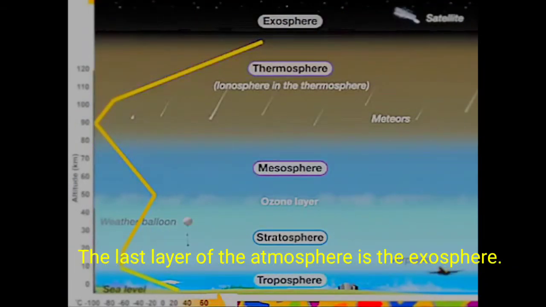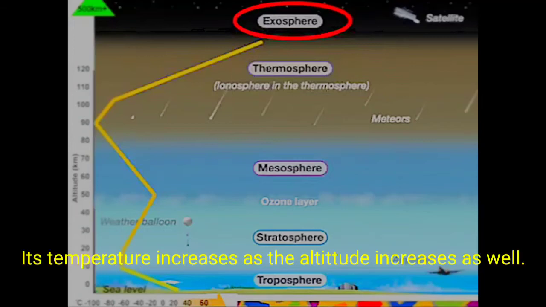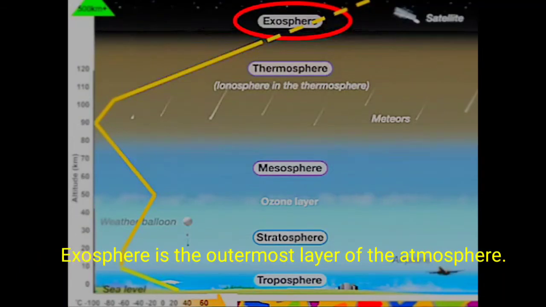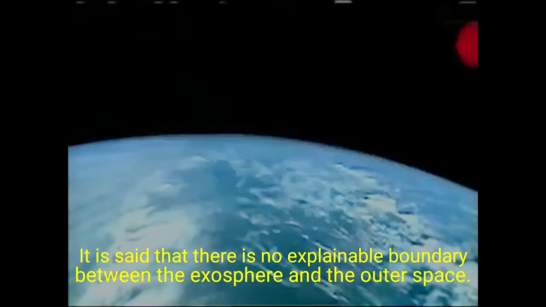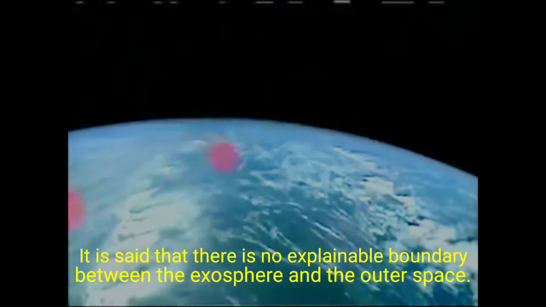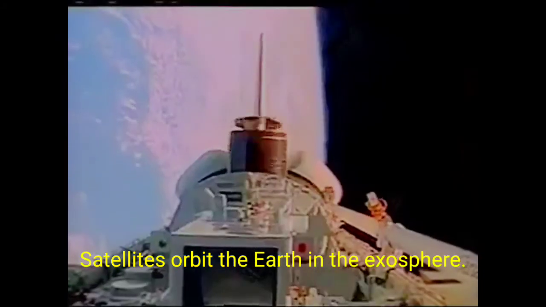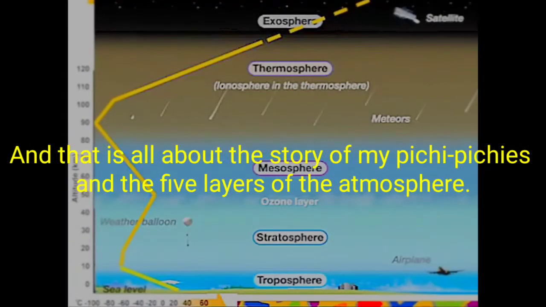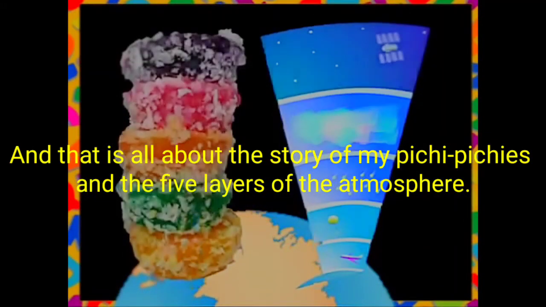The last layer of the atmosphere is the exosphere. It is about 500 kilometers above sea level. Its temperature increases as its altitude increases as well. The exosphere is the outermost layer of the atmosphere. It is said that there is no explainable boundary between the exosphere and outer space. Satellites orbit the Earth in the exosphere. And that is all about the story of my peachy peaches and the 5 layers of the atmosphere.